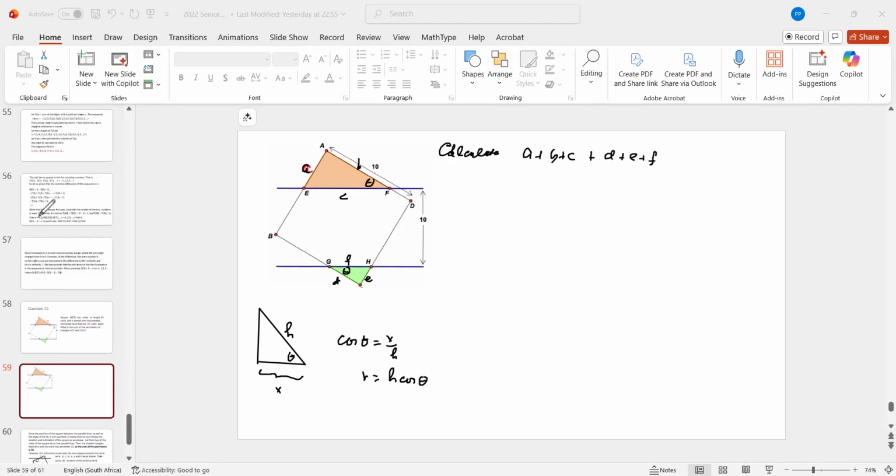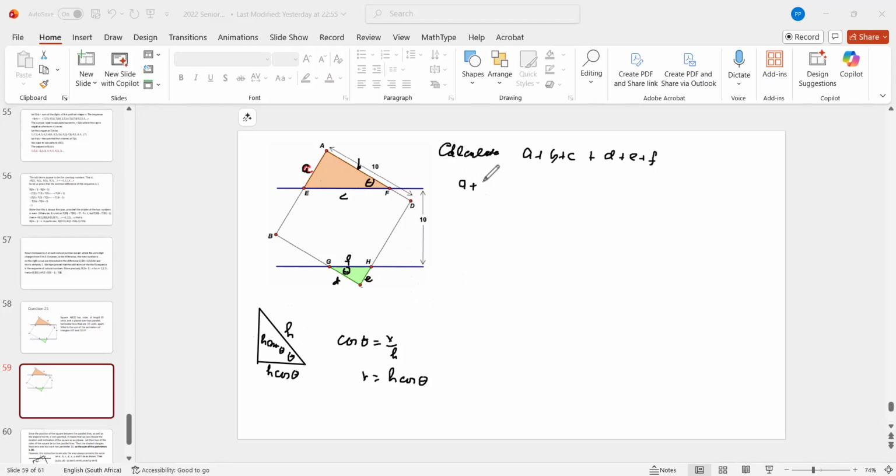So in place of X, I can write down H cos theta. So you look at this, and this line is adjacent to theta. So it becomes H cos theta. This line here is opposite theta. So this one here is H sine theta. Okay. So that allows me to rewrite the perimeter here.